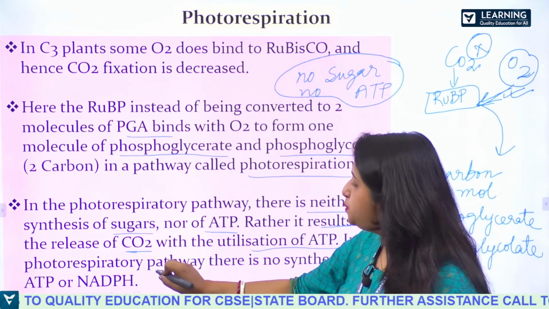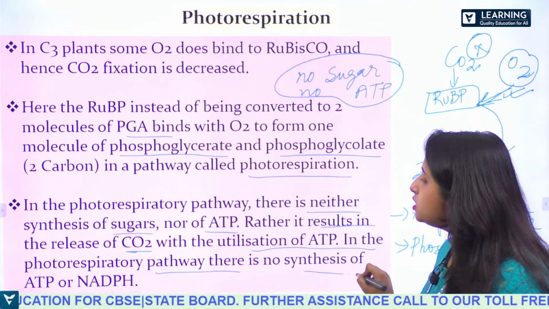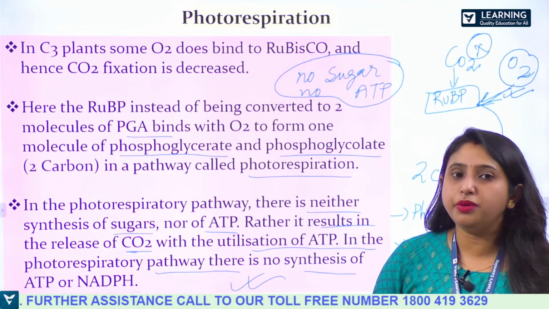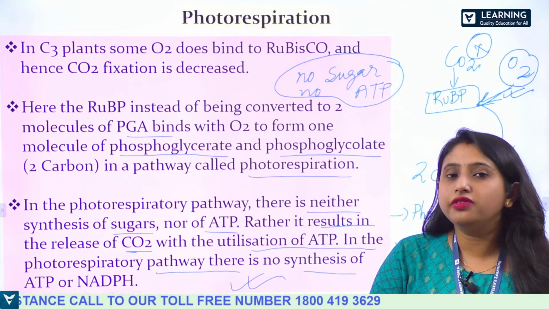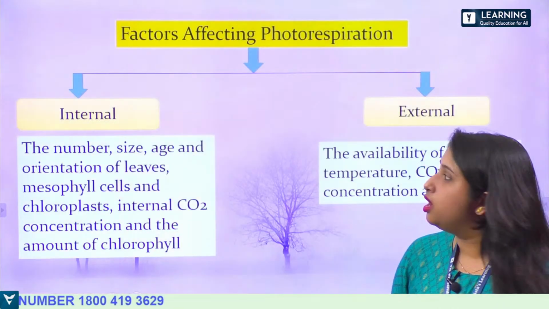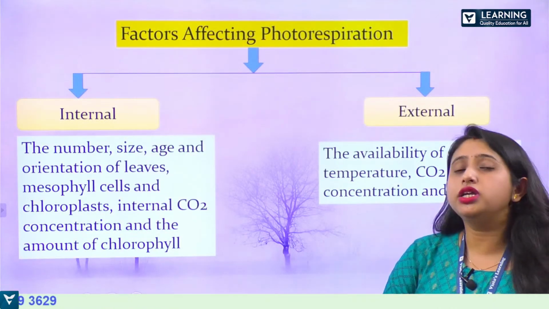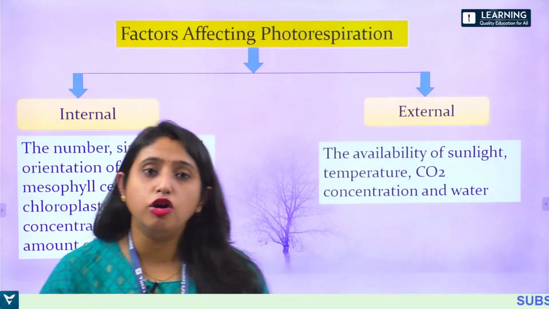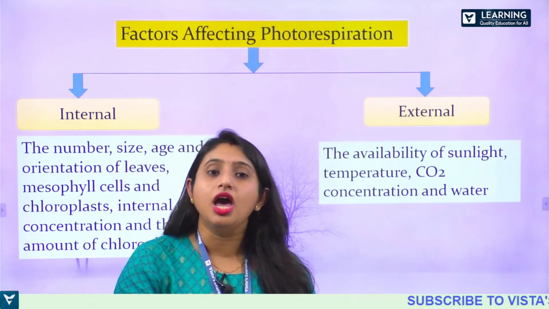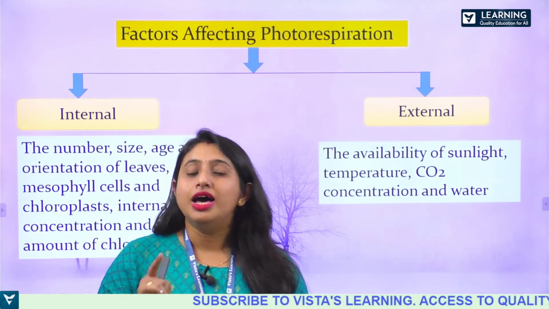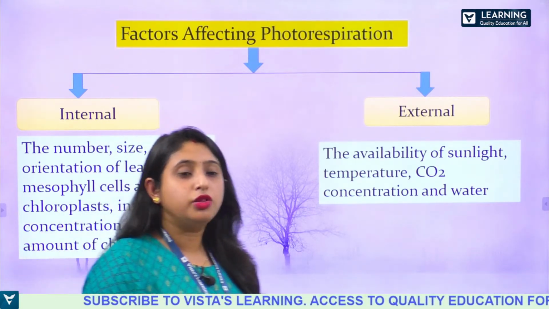In the photorespiratory pathway, there is no synthesis of ATP or NADPH, and no formation of glucose or sucrose. Okay. Next, let us move into the next topic. We are done with the C3 and the C4 pathway. I hope you have understood the C3 pathway and the C4 pathway, and you have seen the difference between them.